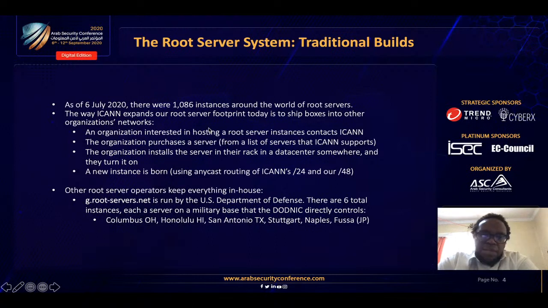The other way that's being used is to keep everything in-house. It's a closed way of doing things. One of the root server operators, the US Department of Defense, through the Defense Information Systems Agency, DISA, operates a G-root. They only have 6 instances, deployed mainly in military bases in different parts of the world. These are Columbus, Ohio, Honolulu, Hawaii, San Antonio, Texas, Stuttgart in Germany, Naples in Italy, and Fuchu in Japan. Theirs is totally closed, and it's only used within their own premises.